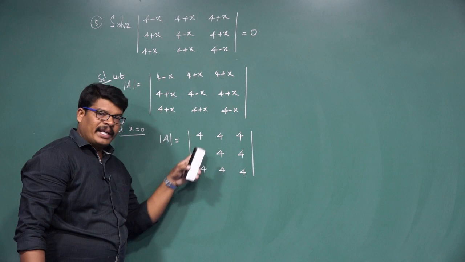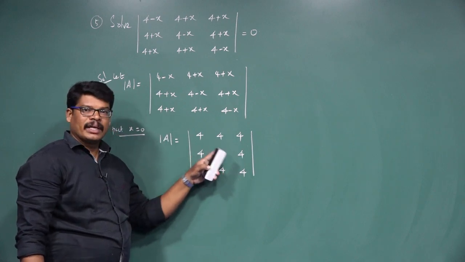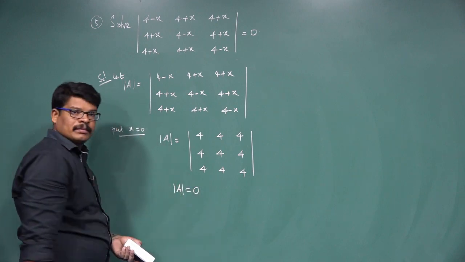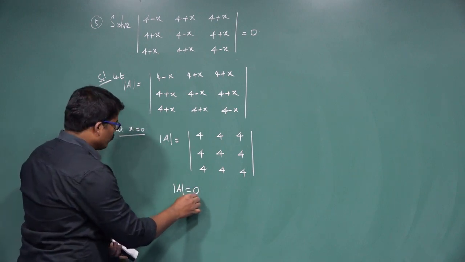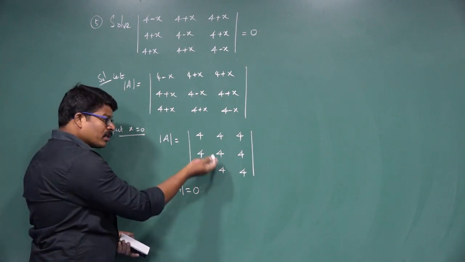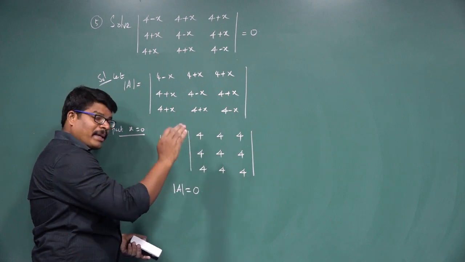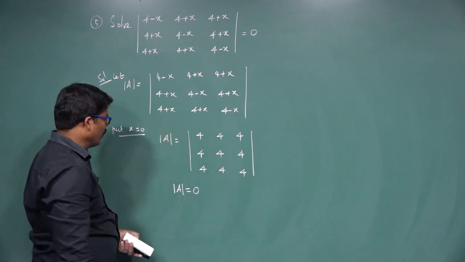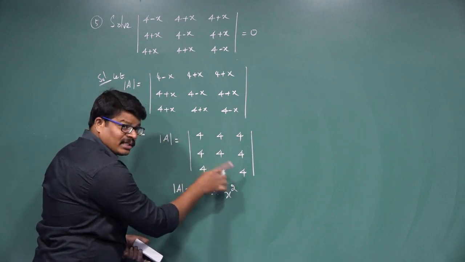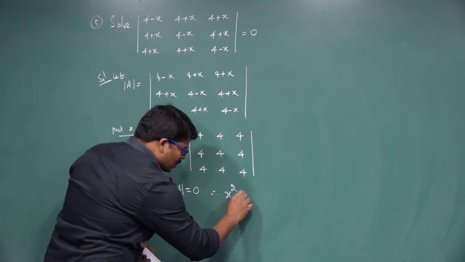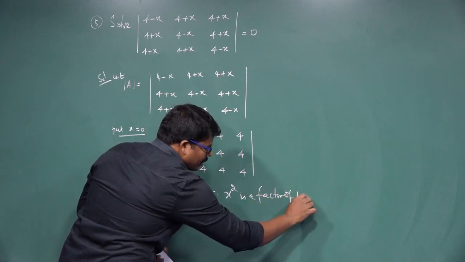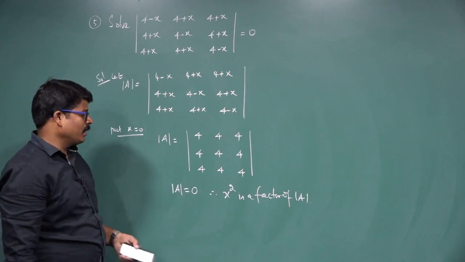These 3 rows and 3 columns are identical. Get the determinant A equal to 0. X minus 0 is a factor of the determinant. X minus a whole power r minus 1 is the factor of the determinant. That is, therefore, with 3 rows or 3 columns, 3 minus 1 is 2, x square is a factor of determinant A.